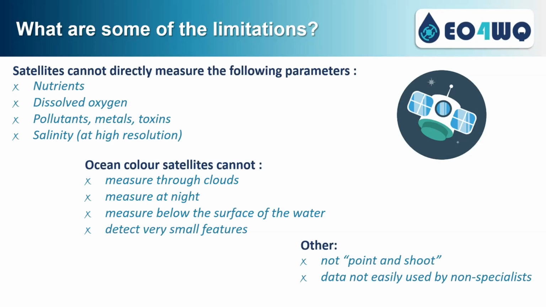It's also important to remember that satellites, at least the satellites we use, the free polar orbiting environmental monitoring satellites, they move in fixed orbits. So they have a specific overpass time, and they are unfortunately not point and shoot. So you can't just get the information whenever you want. And also sometimes this information can be complex for people who are not used to working with it.